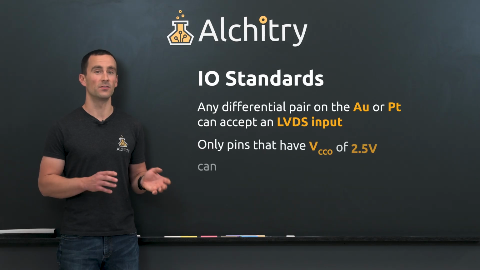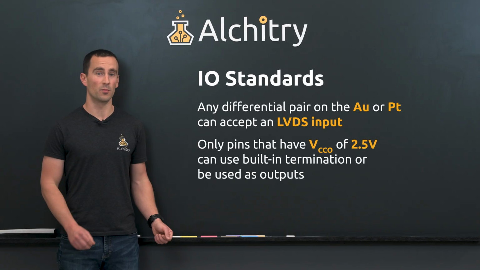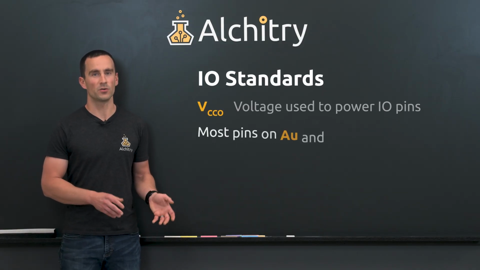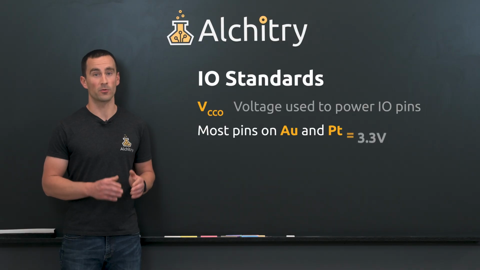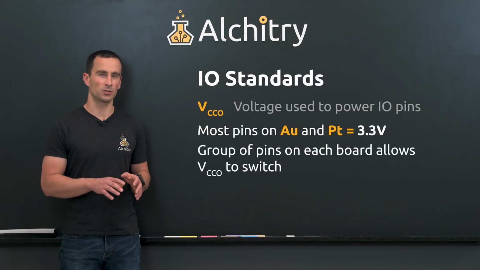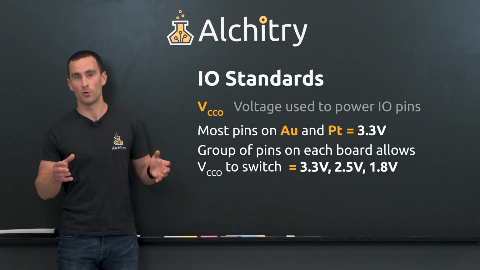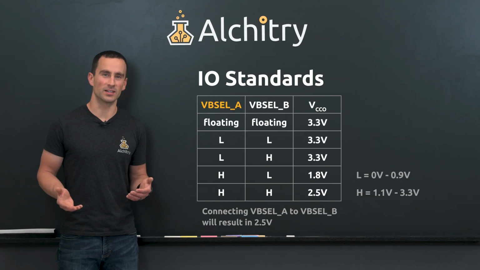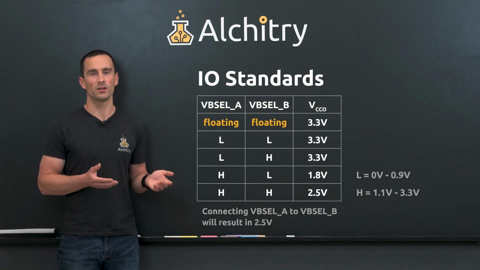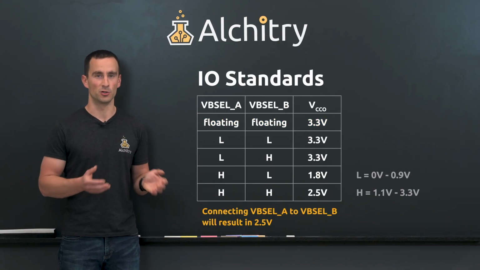However, only pins that have a VCCO of 2.5 volts can use the built-in termination or be used as outputs. VCCO is the voltage used to power that group of I/O pins. Most of the pins on the AU and PT are always powered with 3.3 volts. However, a group of pins on each board has some extra circuitry that allows the VCCO to be switched between 3.3, 2.5, or 1.8 volts. The 2 signals, VB Select A and VB Select B on the control header, select this. If you leave them both floating, VCCO is set to 3.3 volts. If you short them together, VCCO is 2.5 volts.